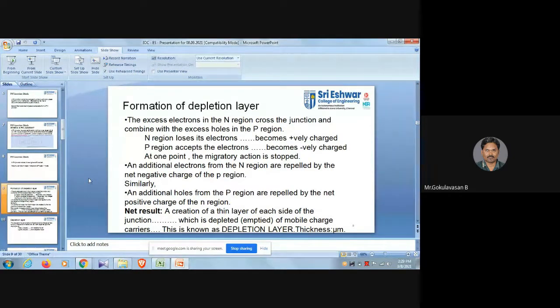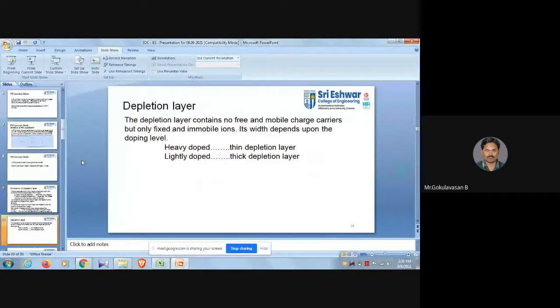There will be no charge in the depletion layer. Just that particular layer which is present in between p-type and n-type material, I am going to call it a depletion region or depletion layer, whose thickness will be in the order of micrometer. In this way only, the depletion layer is getting formed. The depletion layer contains no free and mobile charge carriers, but only fixed and immobile ions.